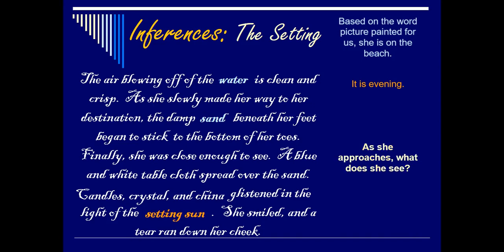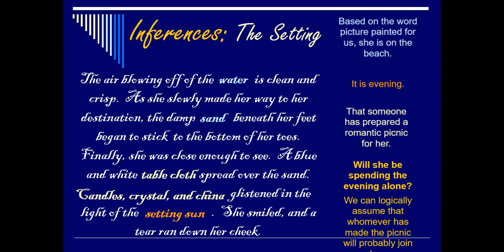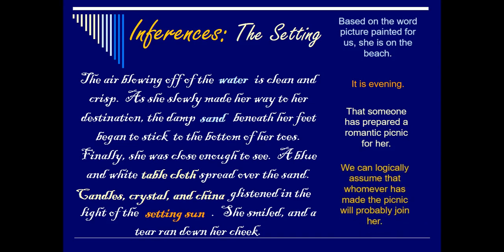As she approaches, what does she see? That someone has prepared a romantic picnic for her, right? Because they talk about the tablecloth, candles, crystal, and china. And then the last question, will she be spending the evening alone? We can logically assume that whomever has made the picnic will probably join her. We can assume that. So again, we're making an educated guess, but we might be wrong.